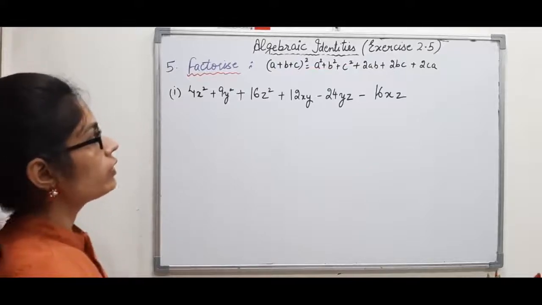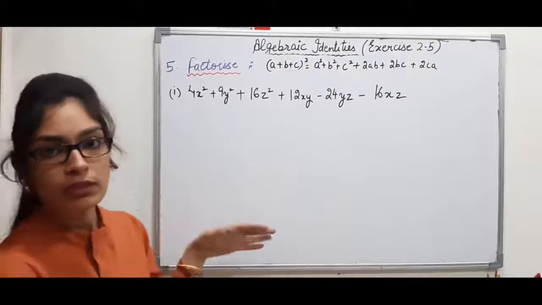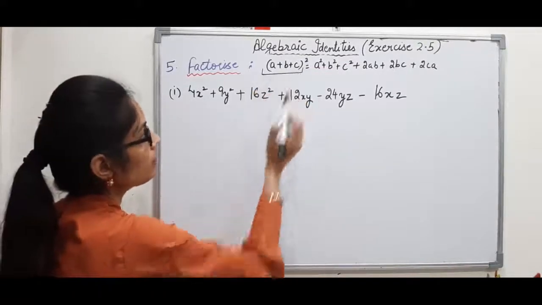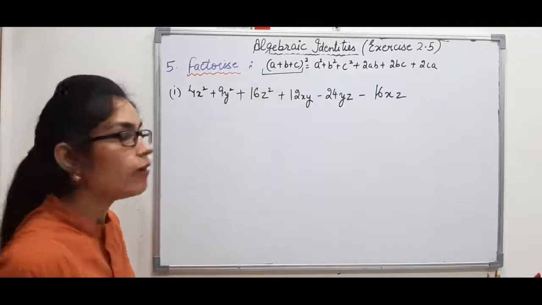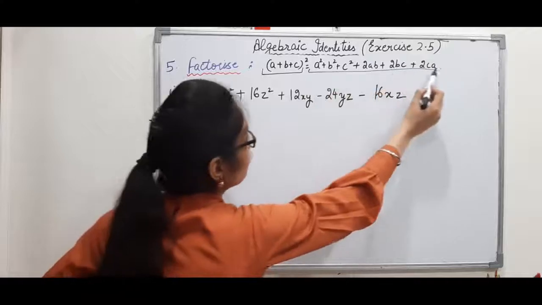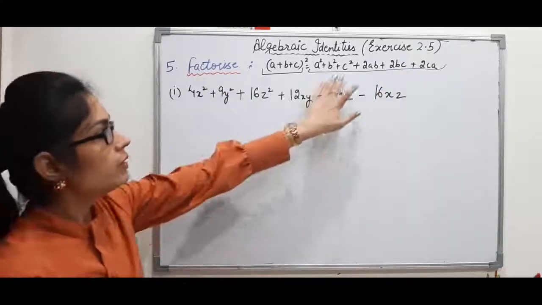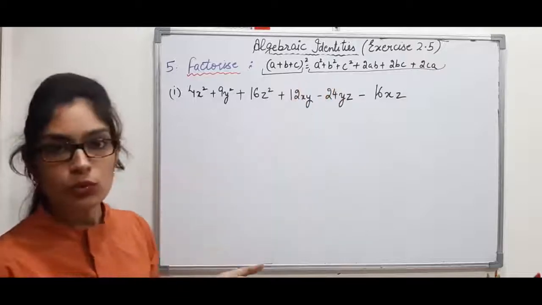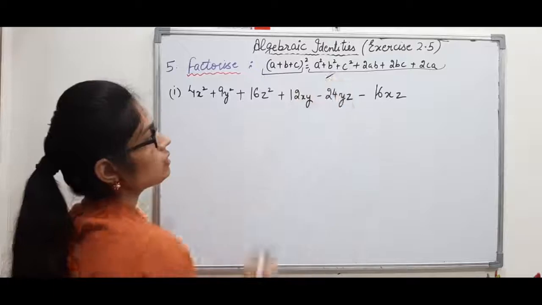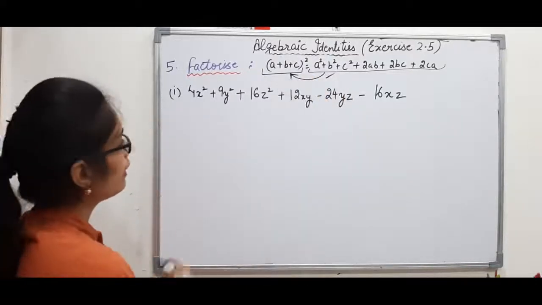In the fifth question, we have to factorize. See, this is the same as the previous question. The only difference is that in the previous question, this expression was given to you and you had to expand it. Now if you see, this expression is given to you and you have to factorize. Just compare it. With signs you have to be careful. This expression is given to you and you have to make this one. So let's do it.